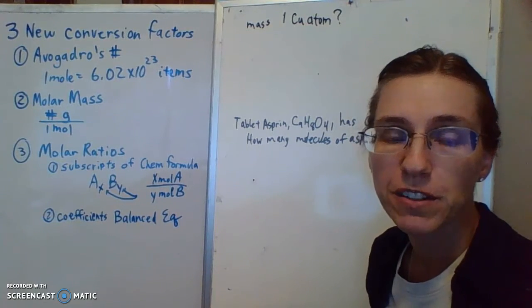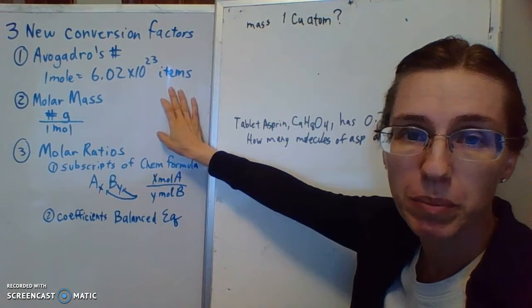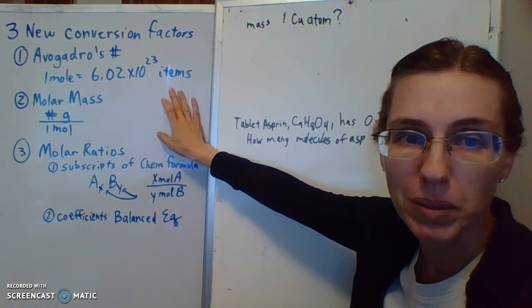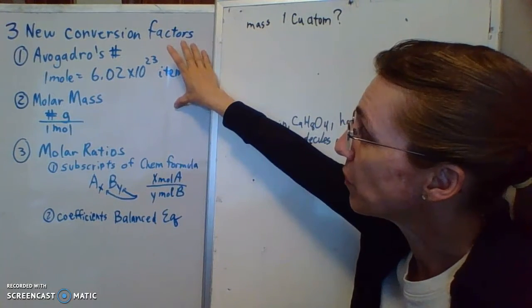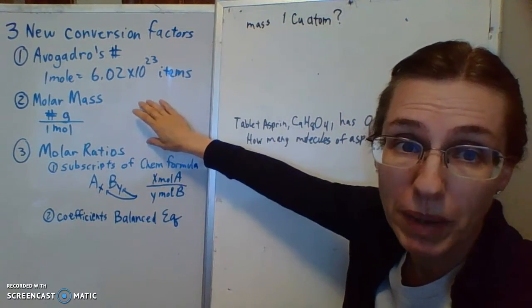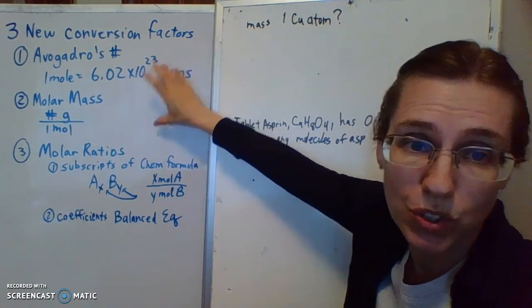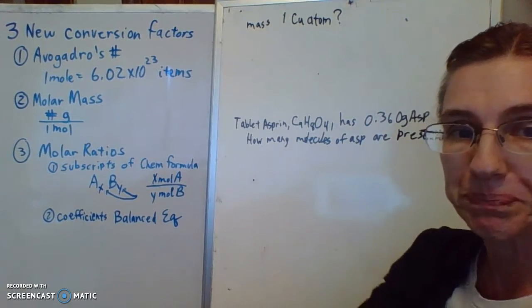Okay, so we're going to continue talking about our three conversion factors. At the end of the last video, I was in the middle of a problem, and so we'll repeat that problem and get an answer before we move on. So right now we're featuring Avogadro's number and the molar mass, and we're seeing how we can use these two conversion factors together to actually get answers to problems.